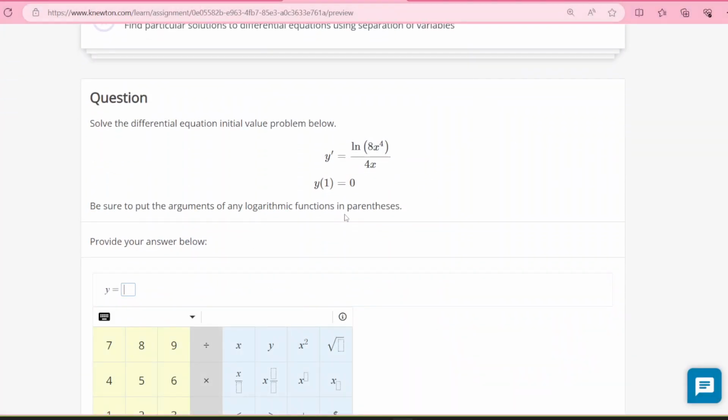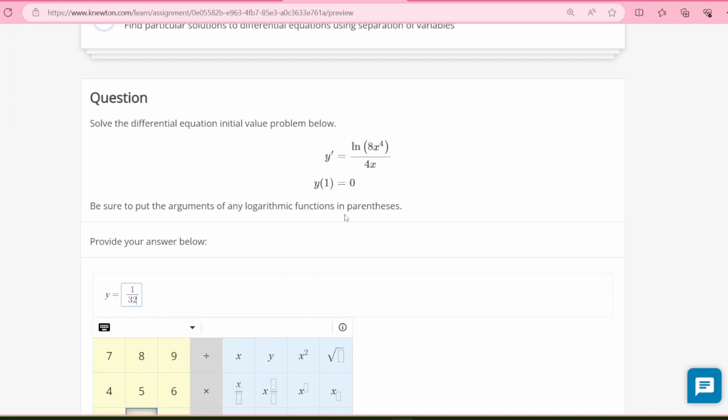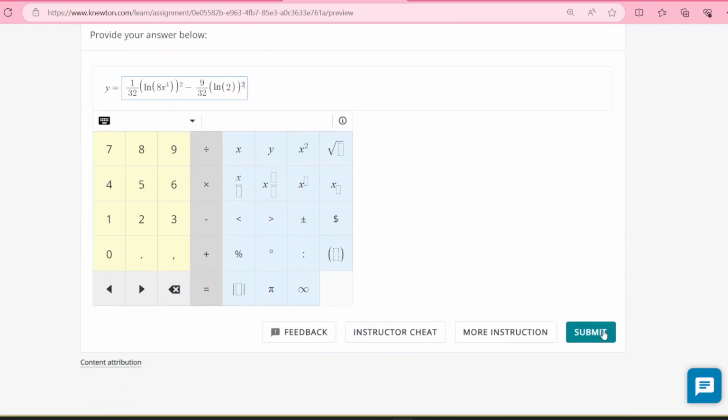Okay, so y equals 1/32 times the quantity natural log of 8x to the fourth, squared, minus, what we got down there, 9/32 times the quantity natural log of 2 squared. And that should be good.